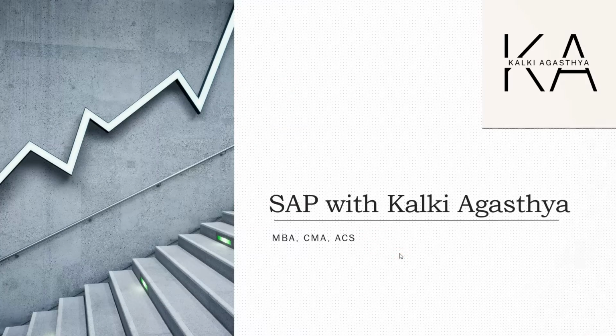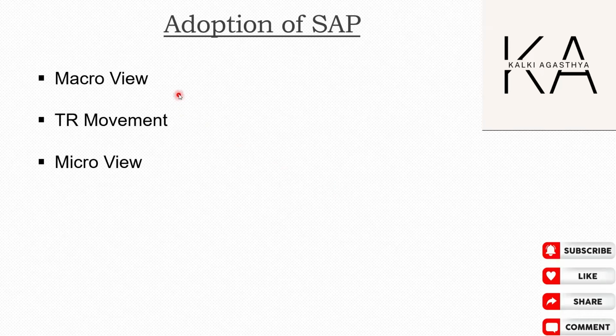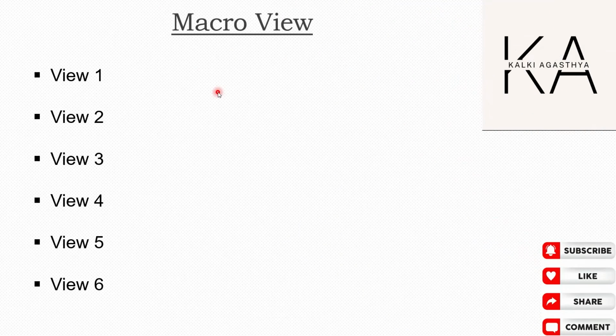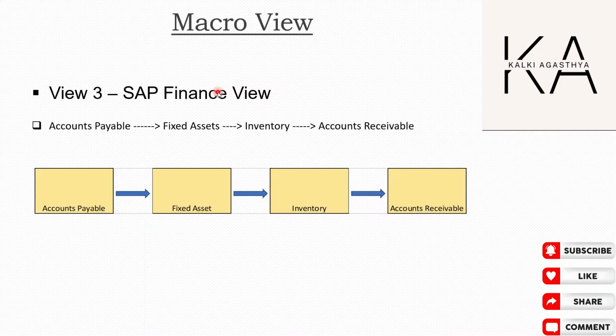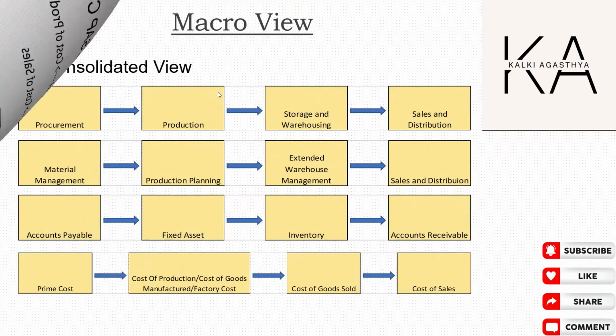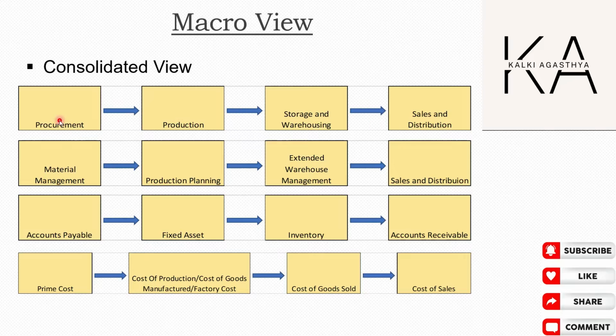So in the previous session we understood about the adoption, or rather usage, of SAP applications in various business processes, right? We witnessed how complex business environments and resources can be managed well via SAP. We also looked into the typical manufacturing processes and their linkage to the SAP modules like procurement, production, storage and warehousing, sales and distribution, right? Which eventually we linked all these business processes to the modules: procurement to material management, production to production planning, storage and warehousing to extended warehouse management, and likewise sales and distribution to the sales and distribution module.